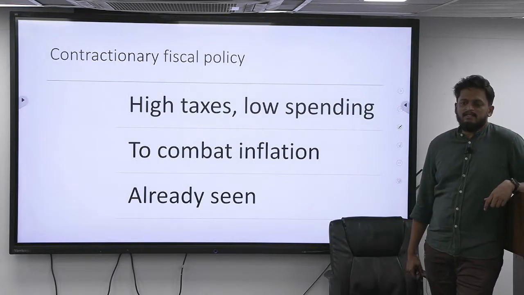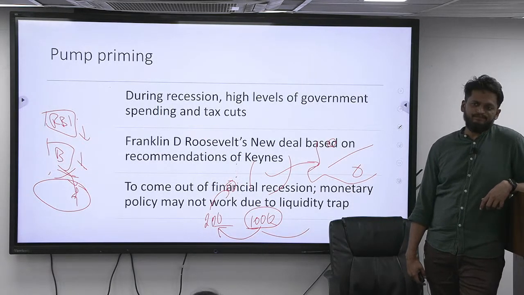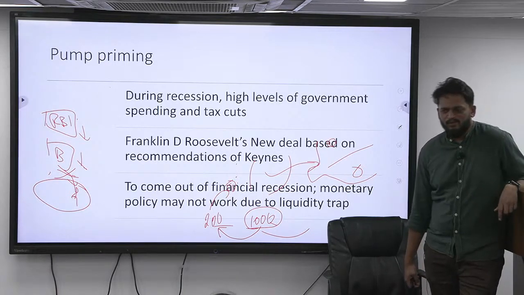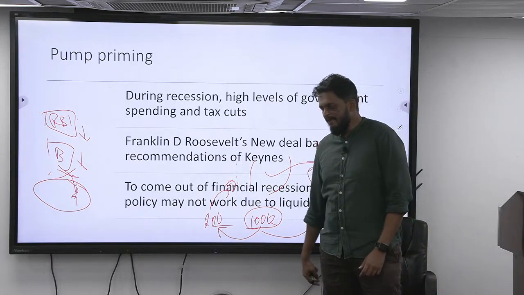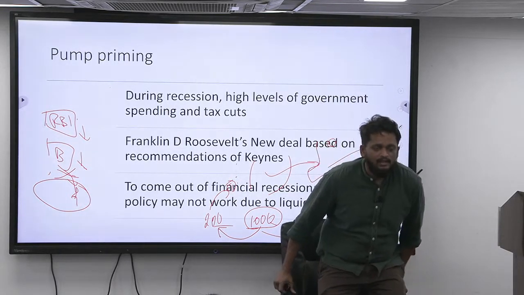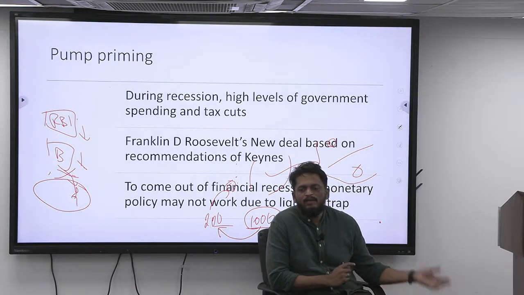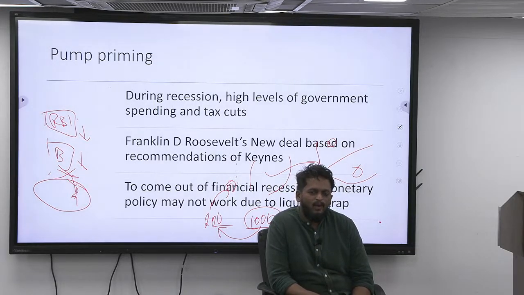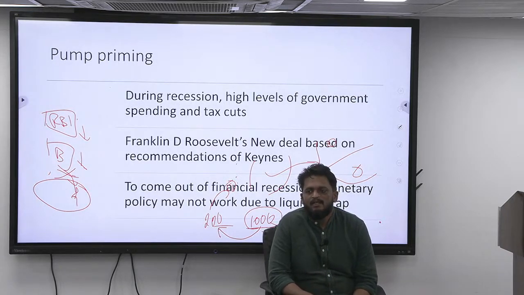So contractionary fiscal policy is simple. This pump priming is a term that comes from the hand pumps they used to have. In villages you might have seen them pump water out of such a pump. Sometimes something gets stuck in the pump and the water does not come out. Then in villages they bring a big bucket of water and pour it into the pump. As the water flows down with force, it clears whatever blockage is there, and after that if you pump, water will come out.